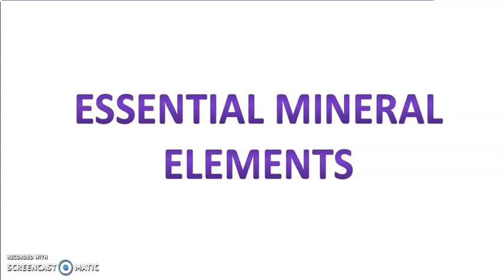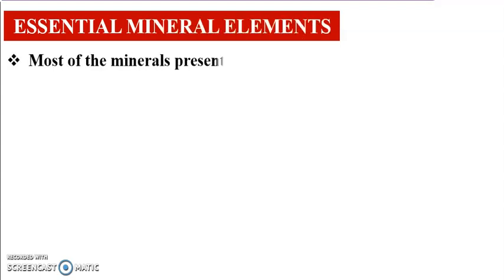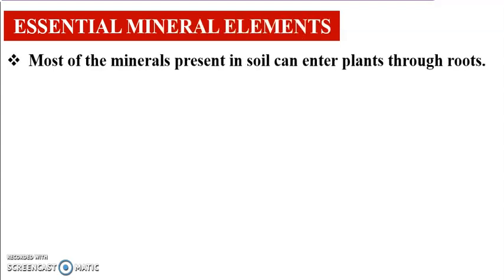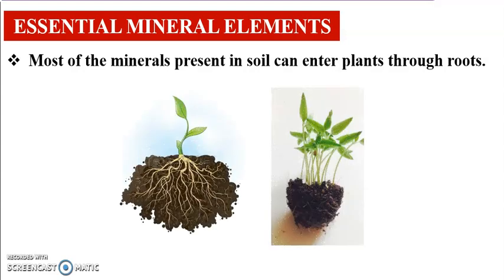So now let us see what are the essential mineral elements. Most of the mineral elements can enter the plant through the soil. And because they are coming from soil, we call them mineral elements. Okay, so soil is the major source. In fact, more than 60 elements are found in the plant kingdom.